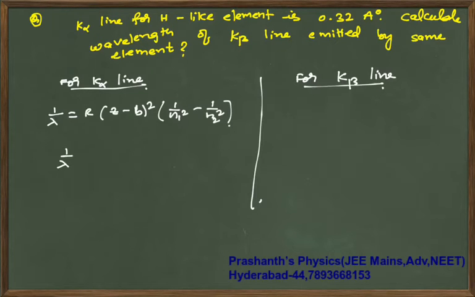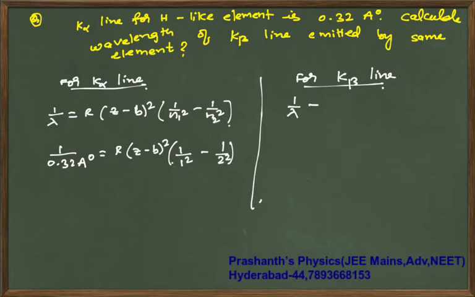For the K alpha line, 1 by lambda value is 0.32 Angstrom. So 1 by 0.32 Angstrom is equal to R times (Z minus b) whole square times 1 by n1 square, it is 1 by 1 square minus, for the alpha line this n2 is 2, so 1 by 2 square.